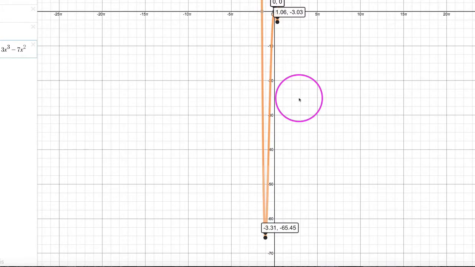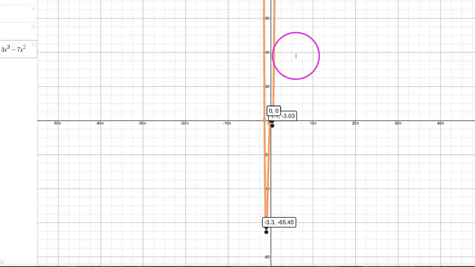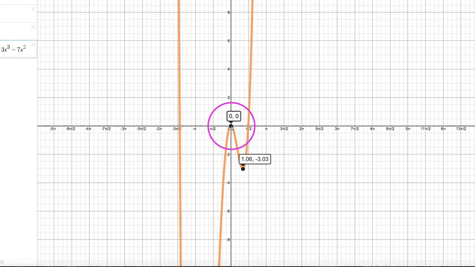These are both relative minima, but this would be considered the overall absolute minimum because it never goes lower than this point. At the same time, if we look, does it ever have an absolute maximum? Since this graph goes up forever and ever, it doesn't have an absolute maximum, but we recognize that it has a relative maximum just right here at 0, 0 because it goes from increasing to decreasing.